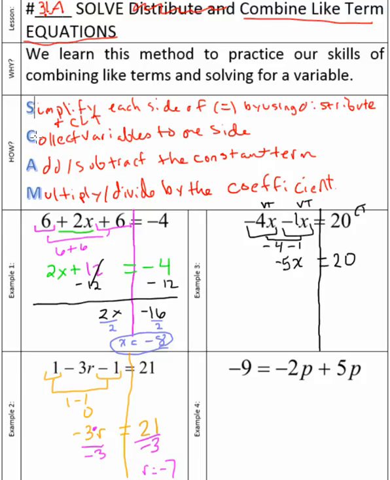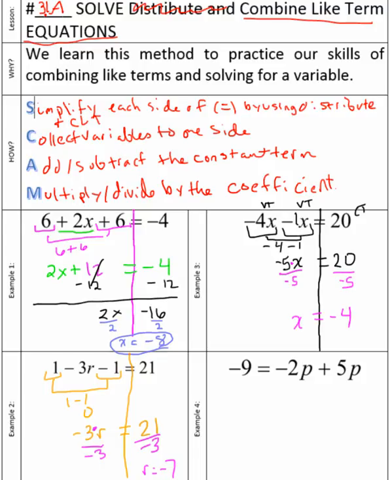There aren't any variables to collect to one side. It's already by itself. There is no constant term with -5x to move away, so it's just -5x. So now I just get to divide by the coefficient. Since this is -5 times x, it needs to be -5 divided away. So divide by -5. And x equals -4.